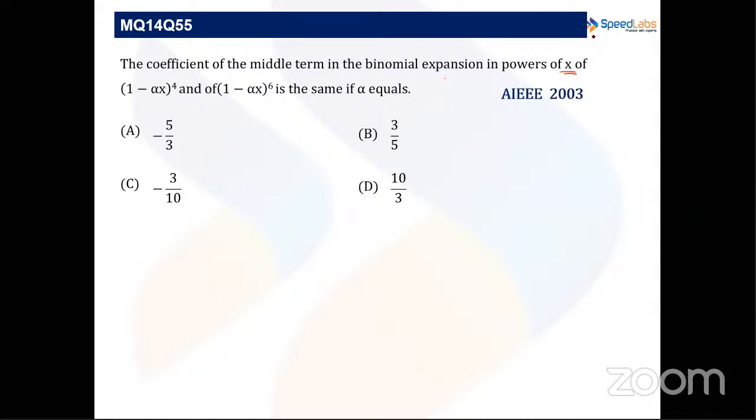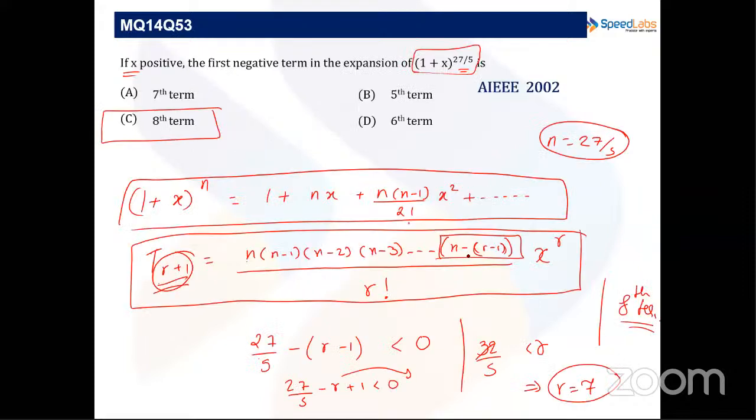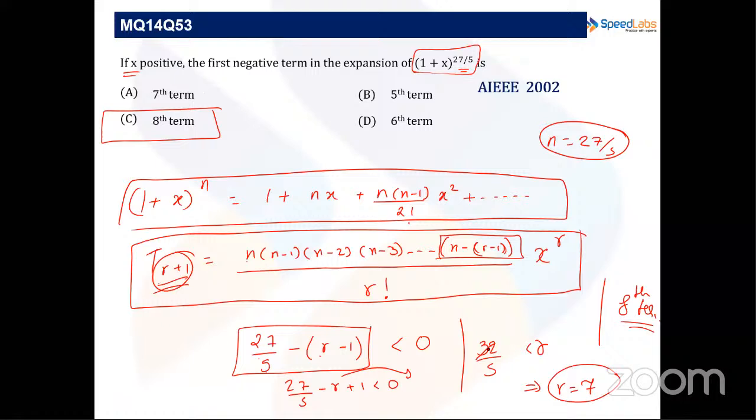No, r is greater than 6. r cannot be equal to 6 in the previous question, because if we put 6 in here, then this will be 27 by 5 minus 5. That will be a positive value. That won't be a negative value. And multiplying all the positive values, we are not going to get a negative value. So we need at least one negative, or we can say an odd number of negatives. So the first negative term will appear when we have only one negative term.